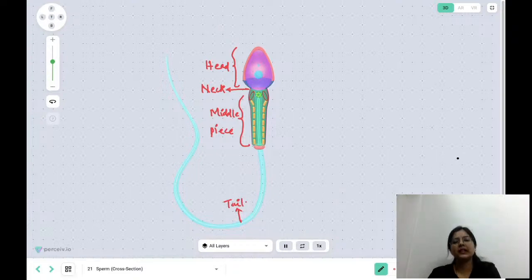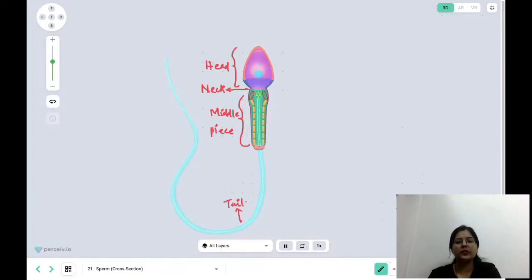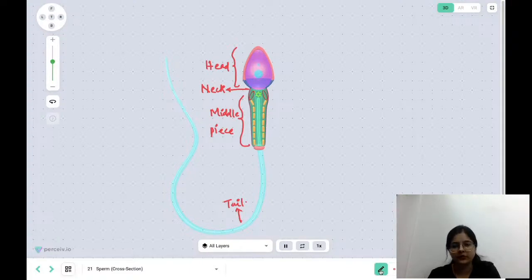So the entire sperm structure is primarily divided into 4 distinct components, you can say. That means head, middle piece, neck, and tail, like this. Now, we will individually see what the different components are in the head, middle piece and all those parts as well.